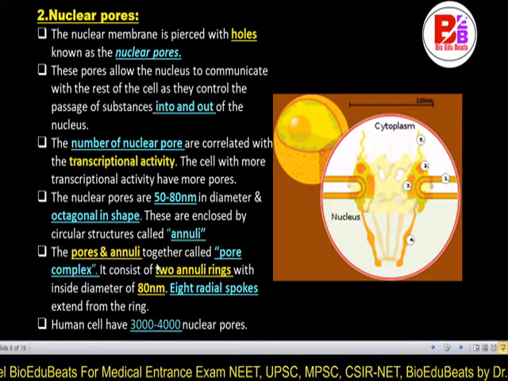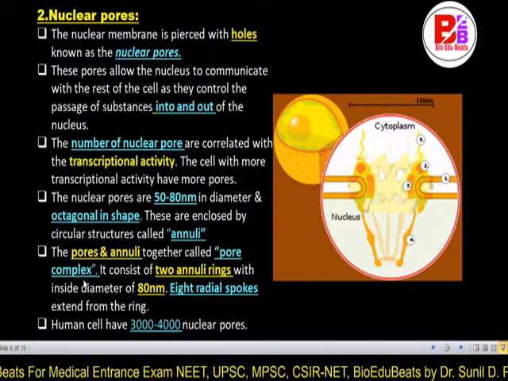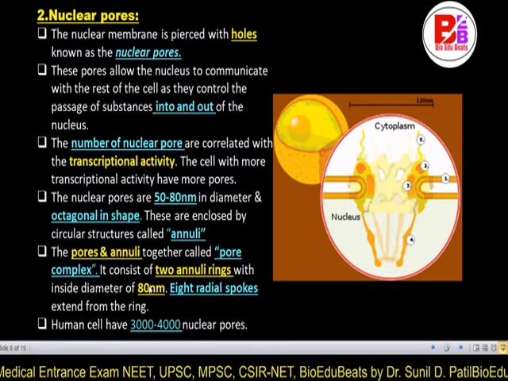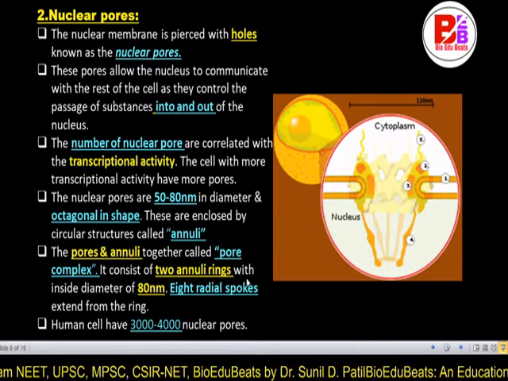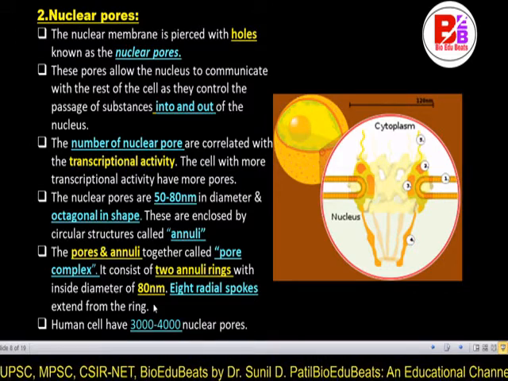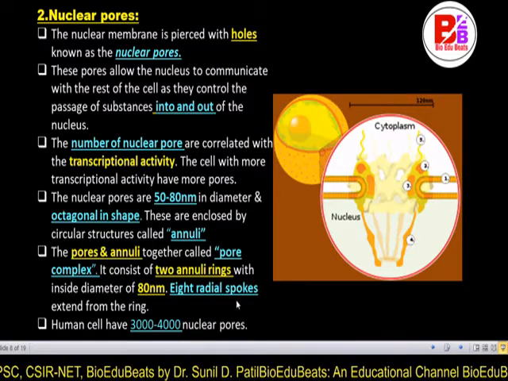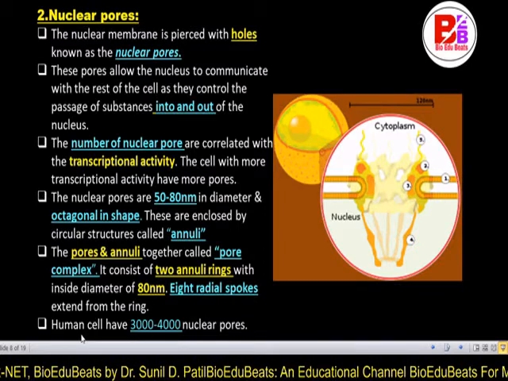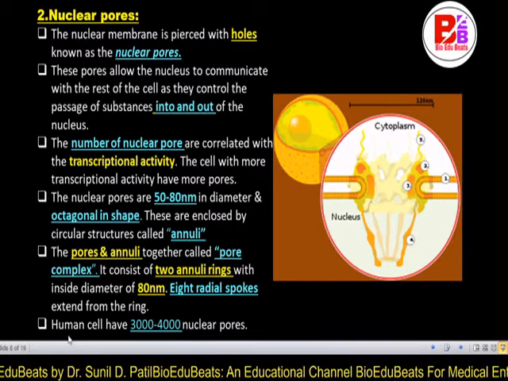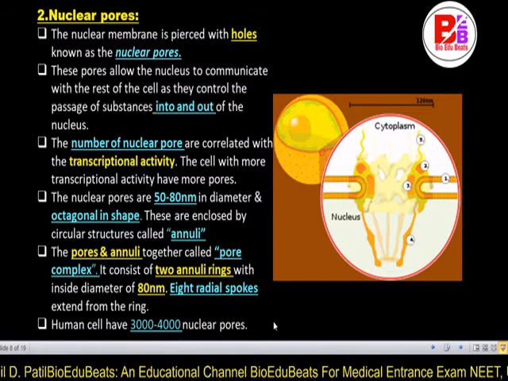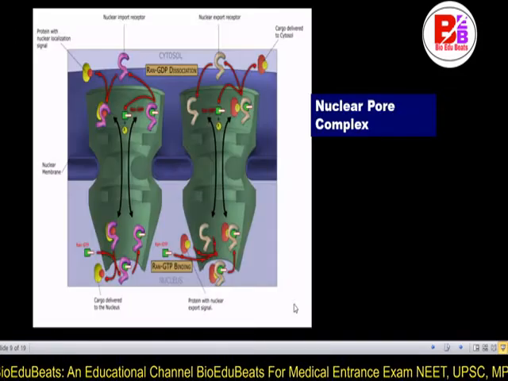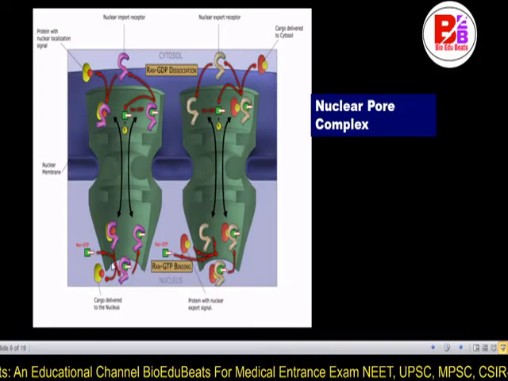The pore and annulus together form the nuclear pore complex. It consists of two annuli or two rings. Annulus means ring, with an inside diameter of 80 nanometers. Eight radial spokes connect these two rings. It forms the nuclear pore complex. A human cell has 3000 to 4000 nuclear pores. So you can see these are the two annuli or rings.